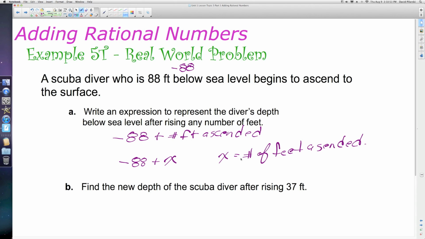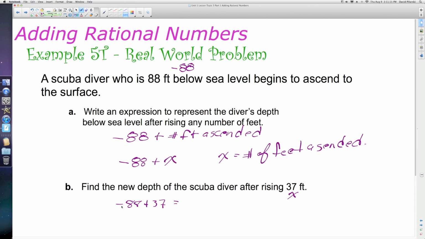What we did there is we defined a variable and we have an algebraic expression. Now it says in part B, find the new depth of a scuba diver after rising 37 feet. So we simply have to understand that 37 feet in this case is x, and that would be negative 88 plus 37. And since they have opposite sign numbers, we have to figure out if the sign of the answer is going to be positive or negative.